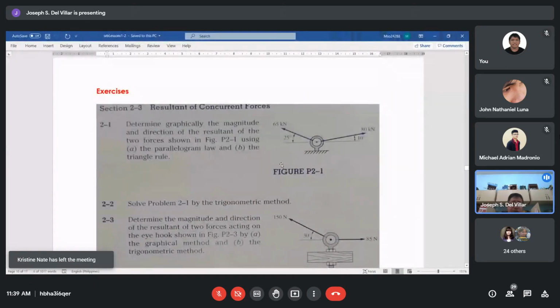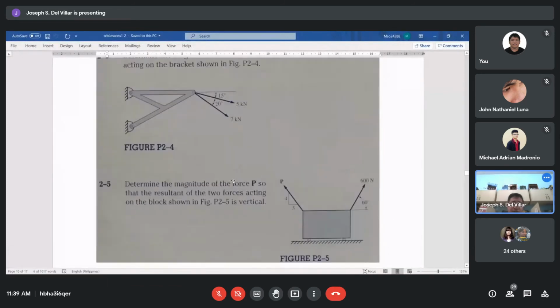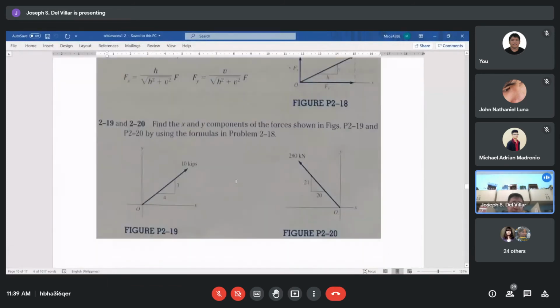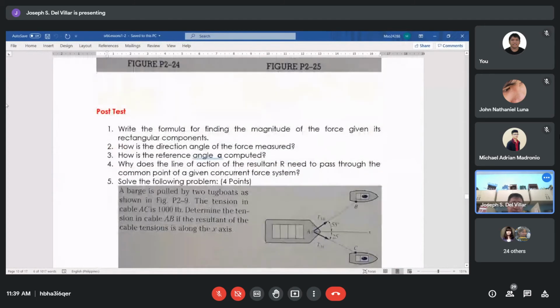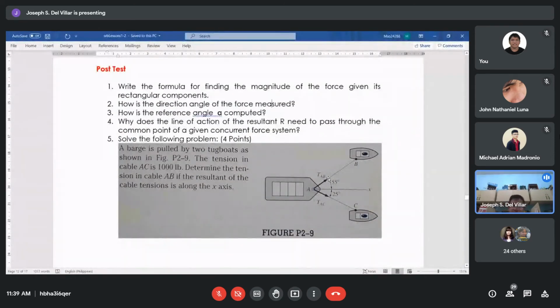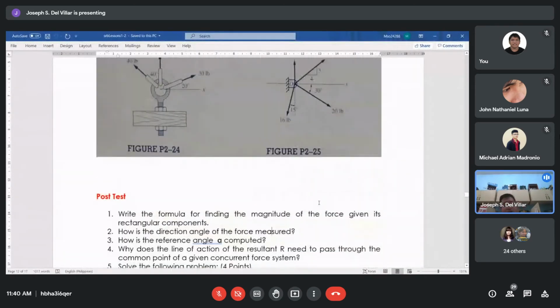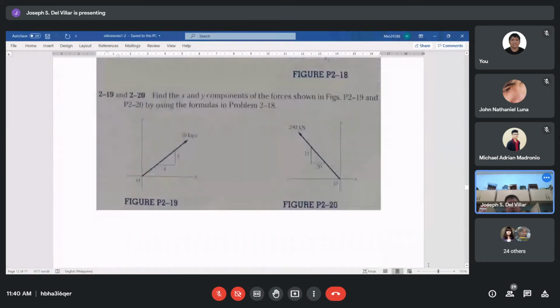Okay, answer also the exercises and the post-test. So that is to be submitted next meeting. Maglalagay na lang ako sa Google Classroom ng kung saan nyo ilalagay itong mga isa-submit. So ang sasagutan nyo is lesson 1 and the self-assessment of lesson 2.